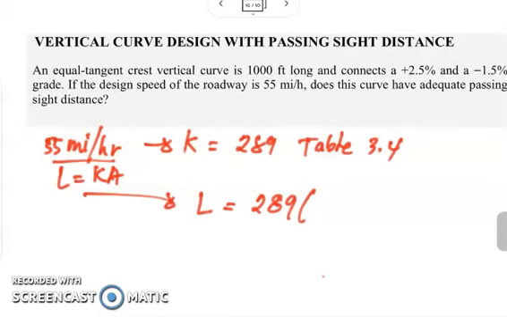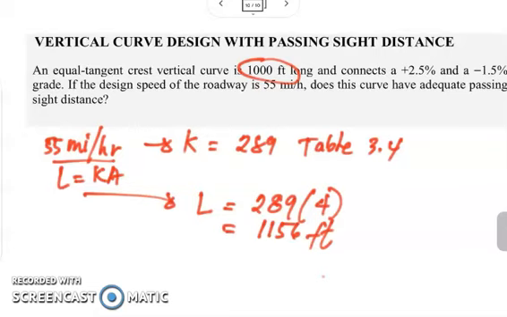So it gives us 4. So that is the absolute value. So therefore, we have here the value which is 1,156 feet. So this is the length of the curve that will have an adequate passing sight distance. However, since our given design for the length of the curve is only 1,000 feet long, this design is not adequate for having an adequate passing sight distance.